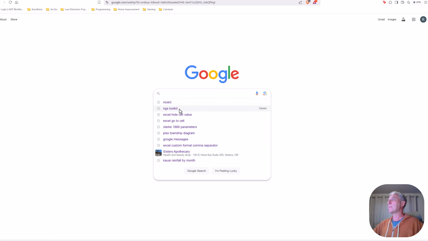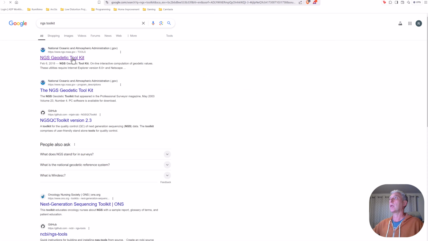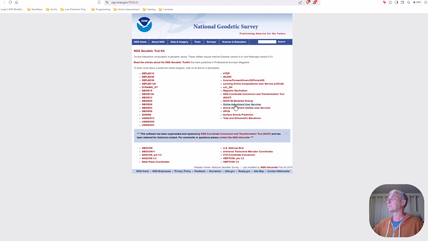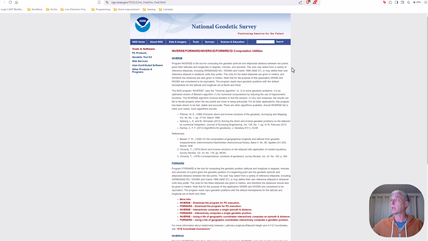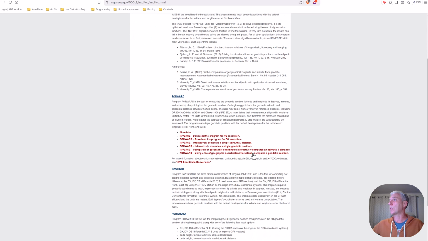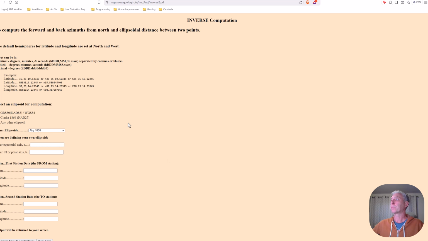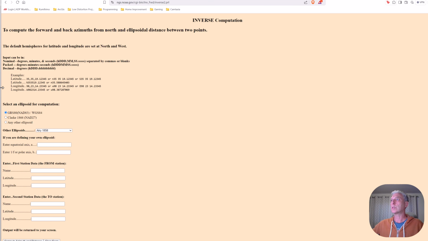So if you type in NGS Toolkit and go to it, you have all these tools, remember? And the tool we want is the inverse, forward, inverse 3D, forward 3D, the third one down in the right column. So we click on that, and we have all these tools down here. We want to use the third one down in this first set, forward, inverse. Let's see, can't really see all that, can you?